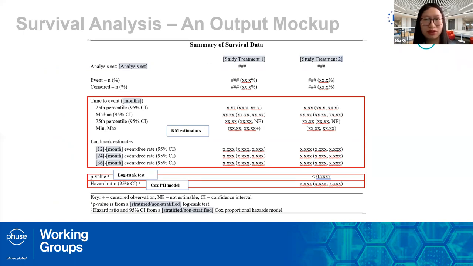So this is the mockup table we usually use when we report the survival analysis results. The layout might vary among therapeutic areas or companies, but the contents here should be very similar if you do a standard survival analysis in clinical trials. The first rows are just the percentage of events or censored, so they are just proportions. The next chunk are the quartile estimates and the landmark estimates, and these are based on the Kaplan-Meier methods. The last two rows include the hazard ratio and the p-value. These are used to compare the survival between two treatment arms. The hazard ratio comes from the Cox proportional hazards model, and the p-value usually comes from the log-rank test.